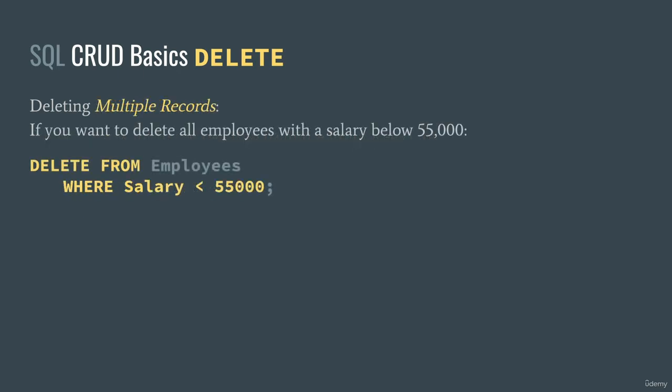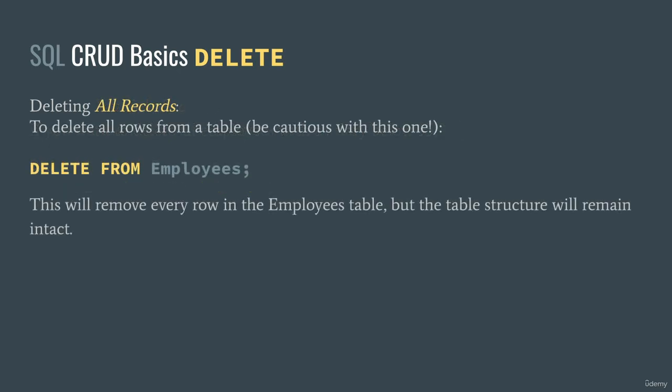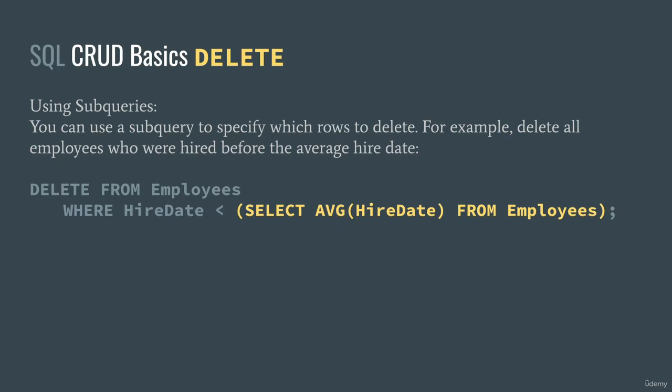The delete statement can also remove multiple records based on a condition. For instance, to delete all employees with a salary below 55,000, we can use a query like this one. To delete all records from a table, we can use the delete statement without a where clause. You can also use a subquery with the delete statement to specify which rows to delete. For example, if we want to delete all employees hired before the average hire date, we can use a query like this one.